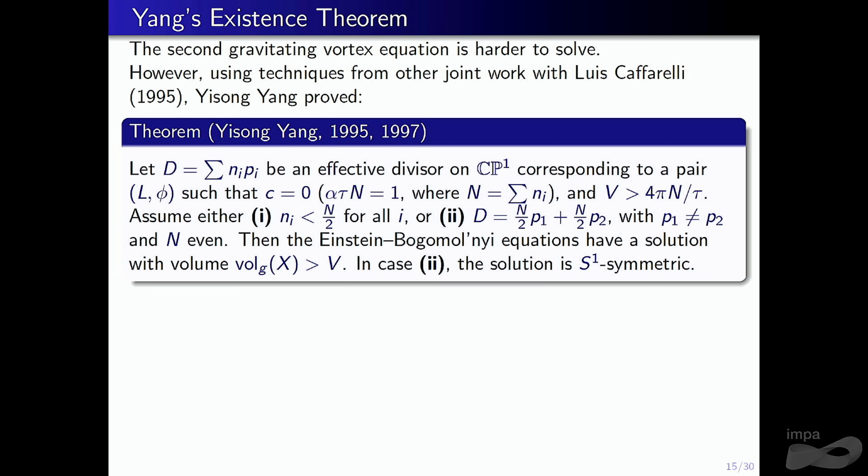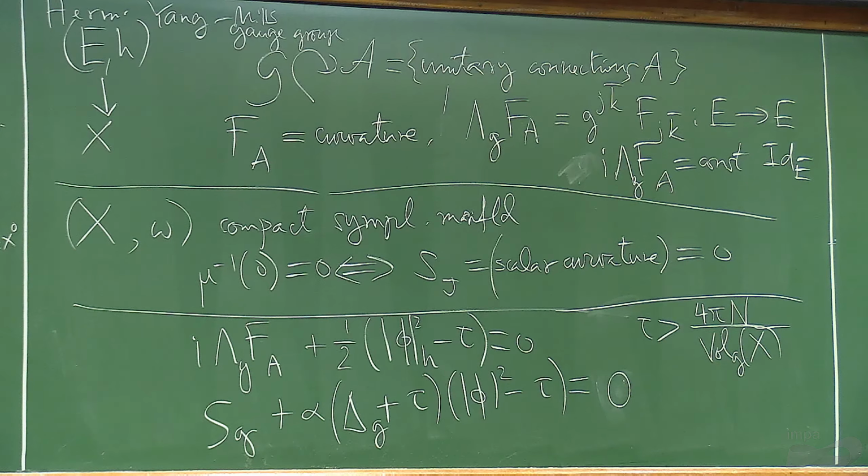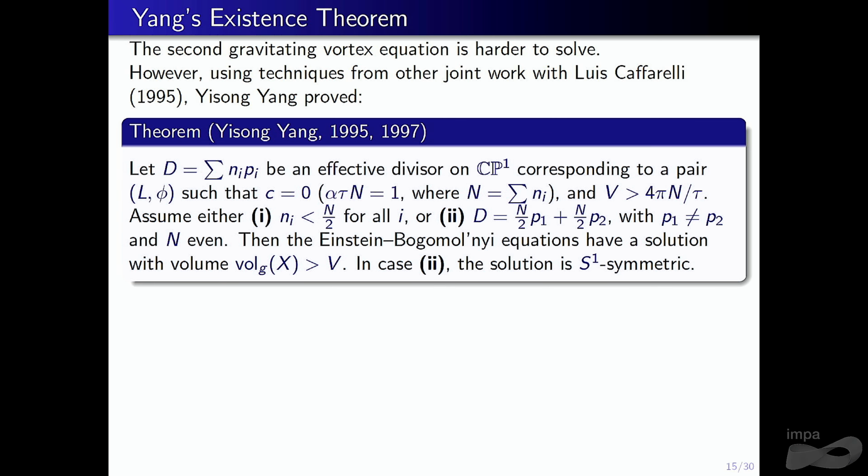Now, the second equation, as I said, is more difficult. But Yisong Yang, the same I said earlier, studied it with PDE methods he had used with Caffarelli earlier to prove that, you can think of the holomorphic line bundle and holomorphic section as an effective divisor. Okay, this one, D. And assume that C is 0.